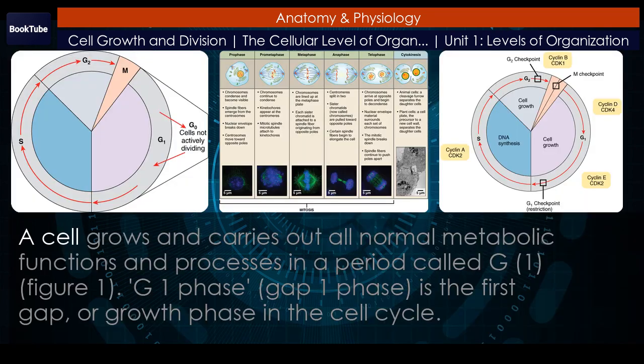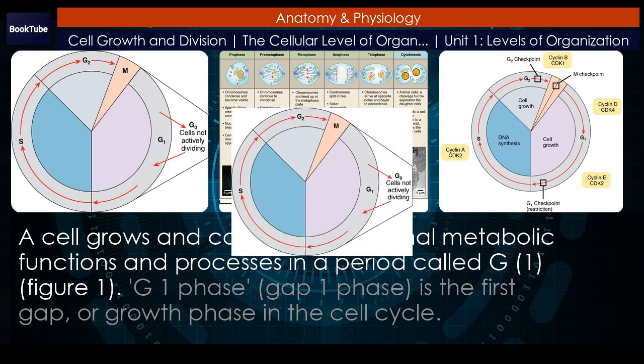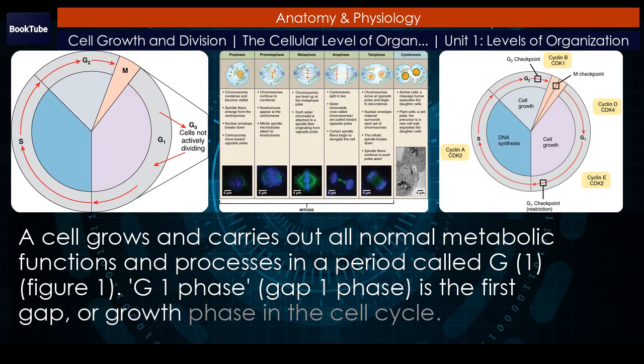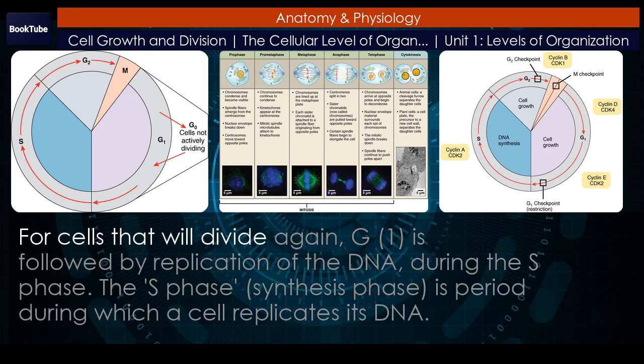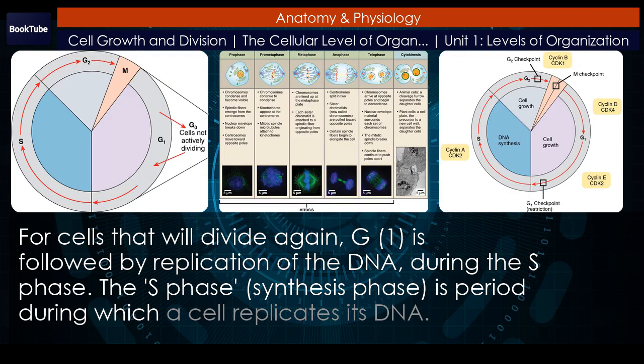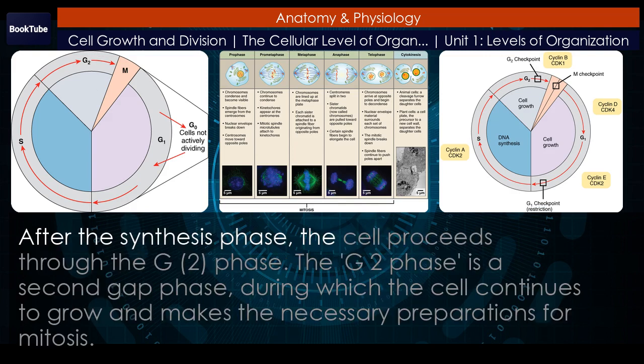Interphase. A cell grows and carries out all normal metabolic functions and processes in a period called G1. Figure 1. G1 phase. Gap 1 phase is the first gap, or growth phase in the cell cycle. For cells that will divide again, G1 is followed by replication of the DNA. The S phase, or synthesis phase, is the period during which a cell replicates its DNA. After the synthesis phase, the cell proceeds through the G2 phase.